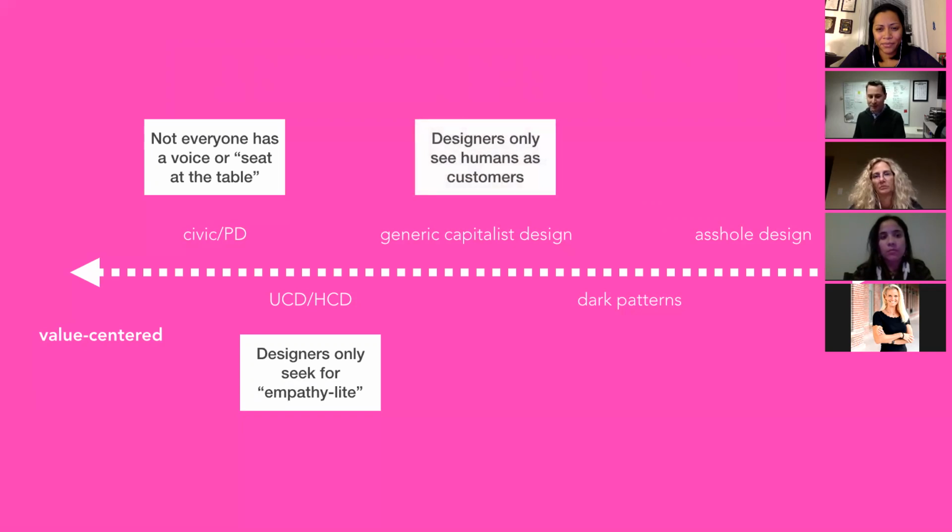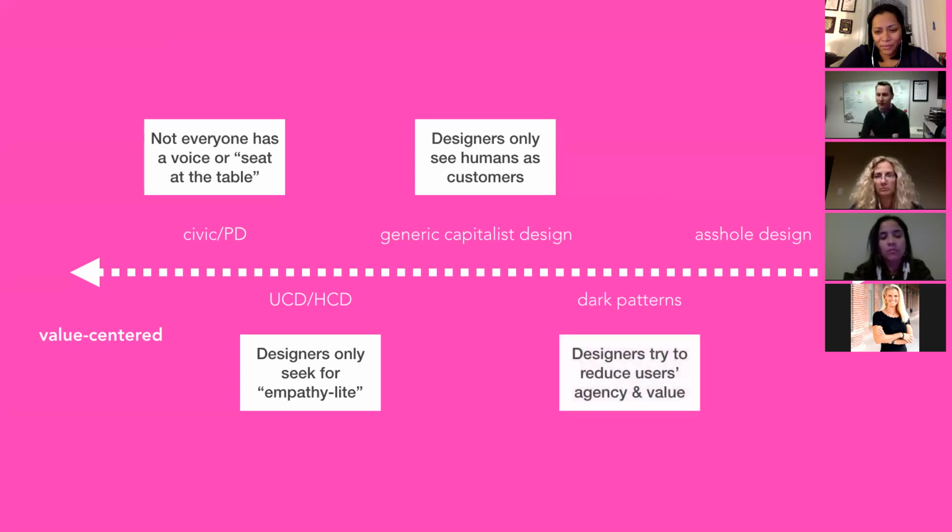For generic capitalist design, you only see the user as a potential customer. In fact, there's a whole branch of UX called CX, customer experience. They only care about you if you're going to pay for something. Otherwise, we don't really care about you so much. In dark patterns, we're evil because we try to reduce users' agency and their value. And with ASL design, we're actually outwardly and explicitly trying to coerce users into doing the thing that matters for us, not worrying as much about what matters for them.